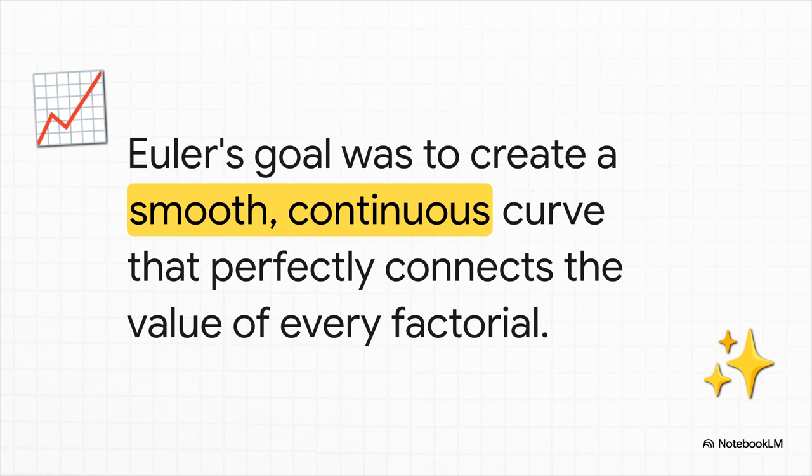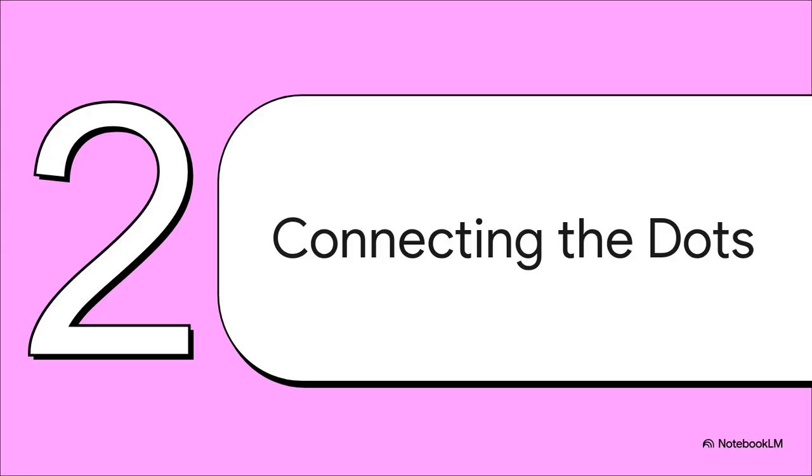See, the true genius here wasn't just finding a new way to get to 24 for 4 factorial. No, his goal was much bigger. Imagine you plotted the factorials on a graph. You'd have a dot at 1, a dot at 2, a dot at 6, a dot at 24. Euler wanted to create a single, smooth, continuous curve that would perfectly pass through every single one of those dots. He wanted to literally connect the dots. So the big question is, how on earth can this complicated integral thing be the same as just multiplying numbers? Well, it turns out the math behind it reveals this really beautiful hidden pattern.